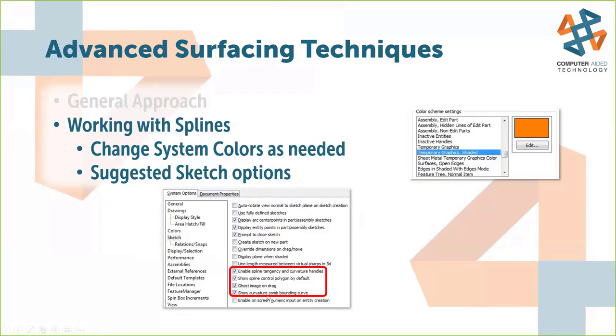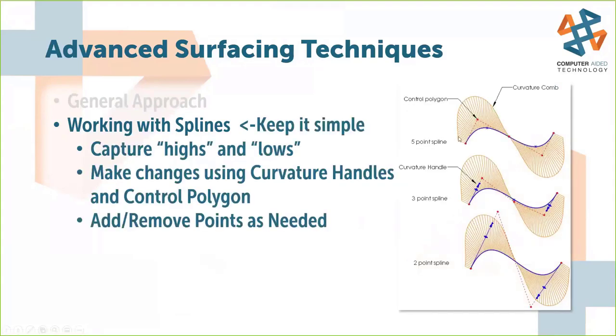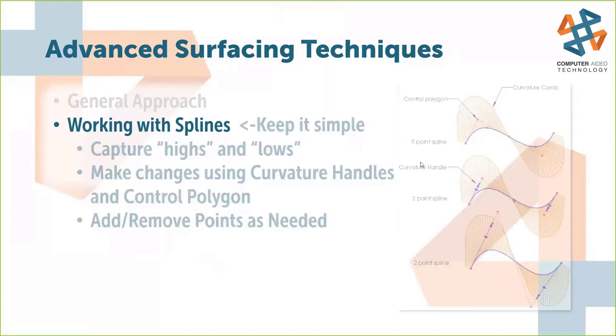And then the bounding curve. So that was back here on the curves here. So the bounding curve is this line that shows up in the end of the curvature cones. If that's turned off, then all you would see is just the lines that poke out. So this makes it easier to judge how curvy it actually is.